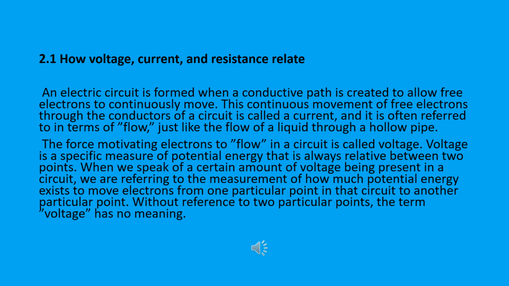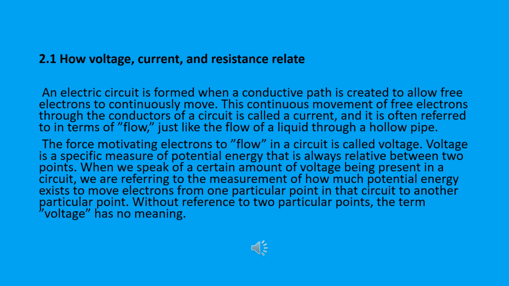1. How voltage, current, and resistance relate. An electric circuit is formed when a conductive path is created to allow free electrons to continuously move. This continuous movement of free electrons through the conductors of a circuit is called a current, and it is often referred to in terms of flow, just like the flow of a liquid through a hollow pipe. The force motivating electrons to flow in a circuit is called voltage.